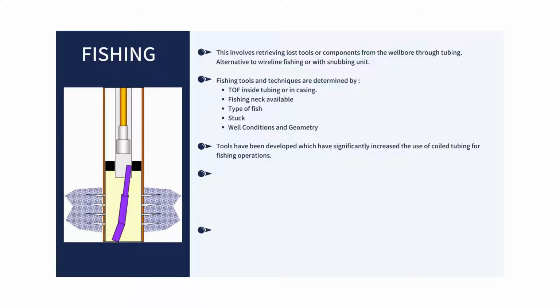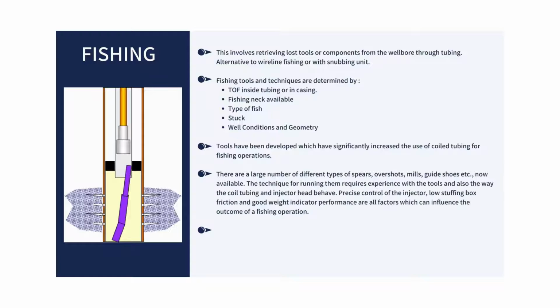Tools have been developed which have significantly increased the use of coiled tubing for fishing operations. There are a large number of different types of spears, overshots, mills, guide shoes etc., now available. The technique for running them requires experience with the tools and also the way the coiled tubing and injector head behave. Precise control of the injector, low stuffing box friction and good weight indicator performance are all factors which can influence the outcome of a fishing operation.